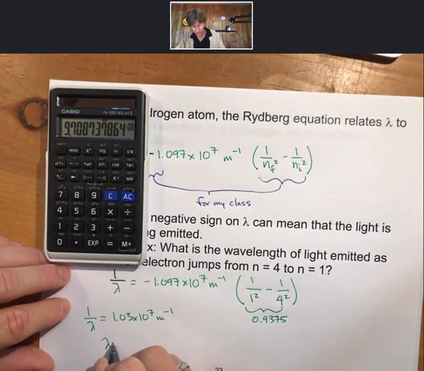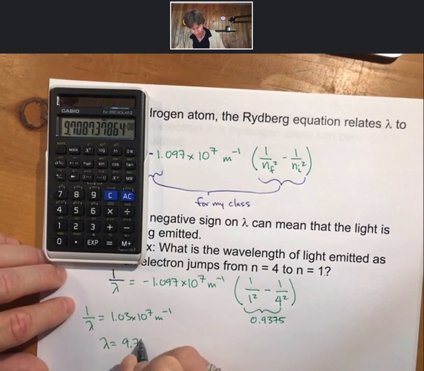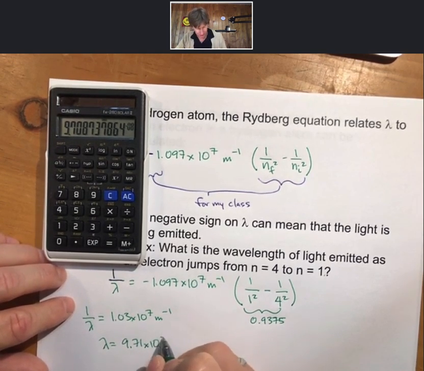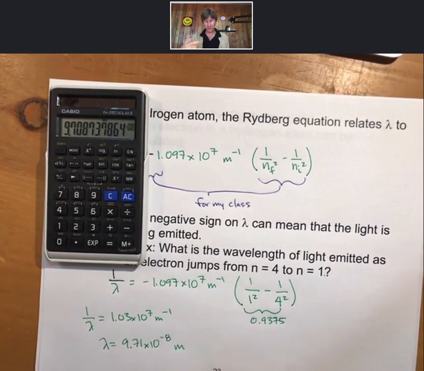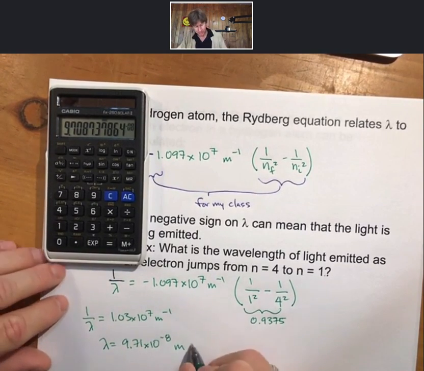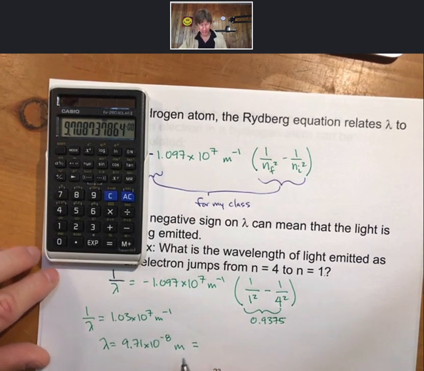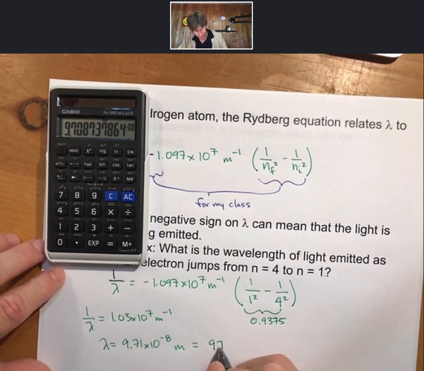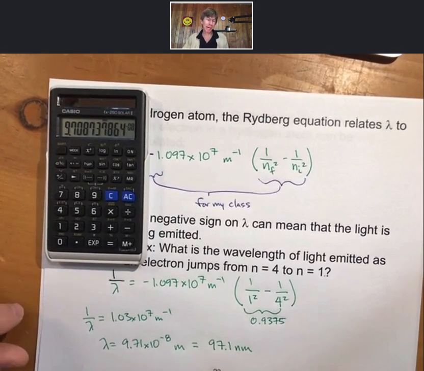I get that my wavelength is 9.71 times 10 to the minus 8. Now my meters to the minus 1 is now meters. And since 10 to the minus 9 would be nanometers, this is equal to 97.1 nanometers.